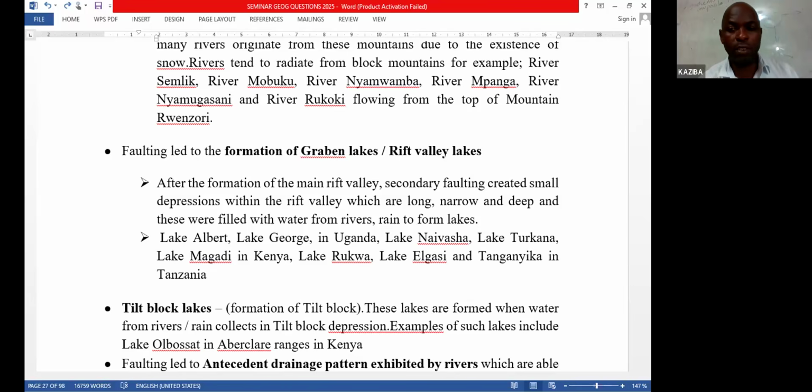You have to illustrate. Somebody is asking about rocks. You have to illustrate at all costs.